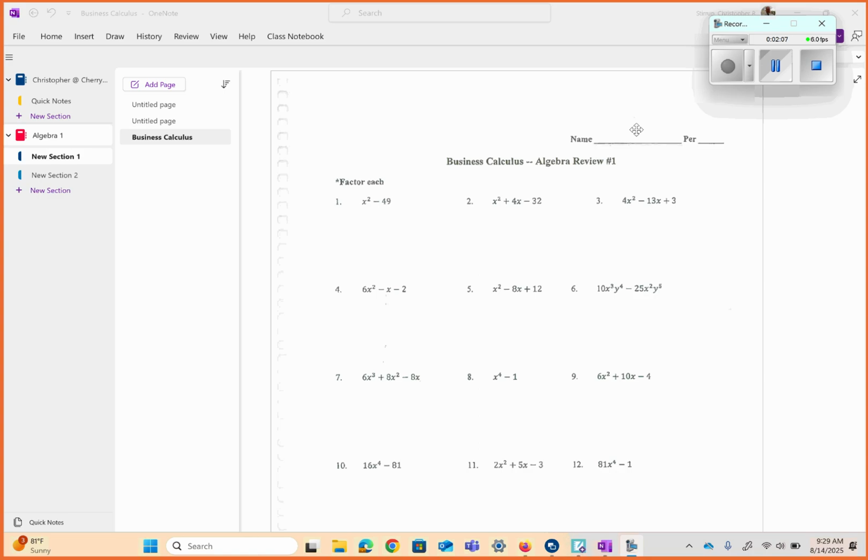If you come across a problem like number 6, it's the only one on my page right there because I don't have the whole thing up. Number 6 has multiple variables. Agree? You have X and Y.